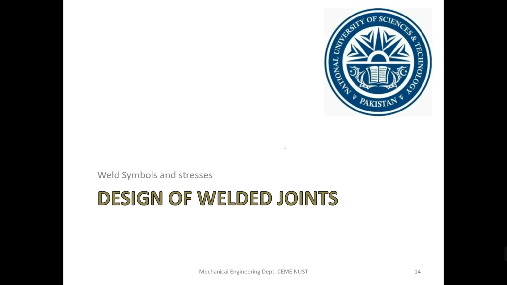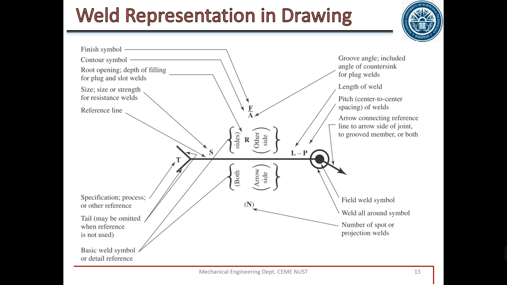We just completed the introduction of different types of welding processes, different types of welds, and different types of joints. Now we have to study how to design a welding process, how many stresses there are in the weld, how to calculate the stresses, and how to calculate the maximum force that a joint can support.